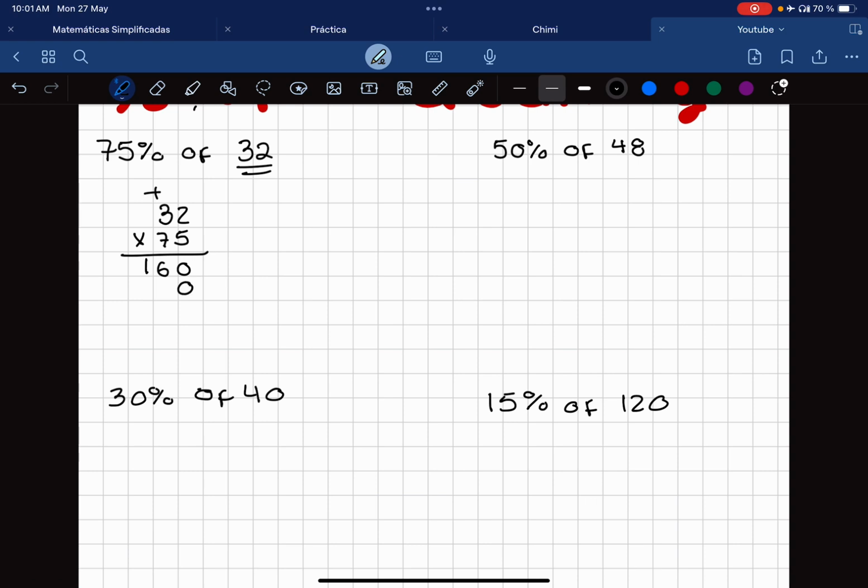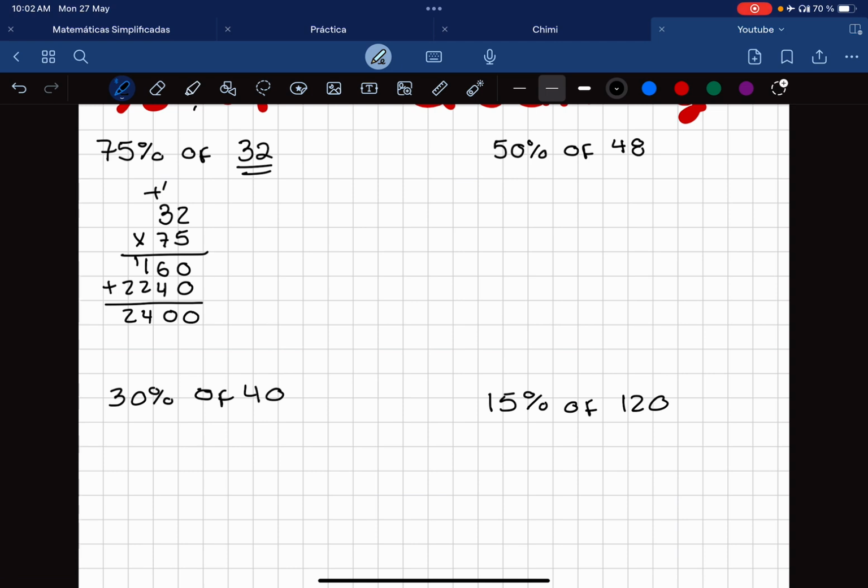And then 7 times 2, 14. 7 times 3, 21, plus 2, 22. Then you add 0 plus 0, 0. 6 plus 4, 10. 1 plus 1 plus 2 is 4. And 2 plus nothing is 2. So this is the result of the multiplication, but we haven't finished here.